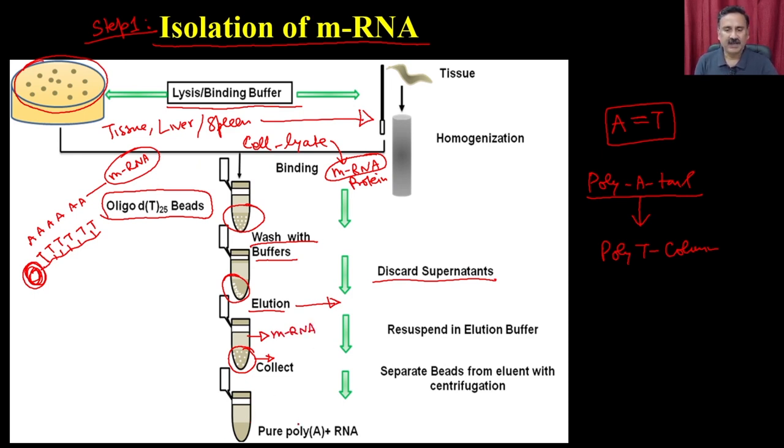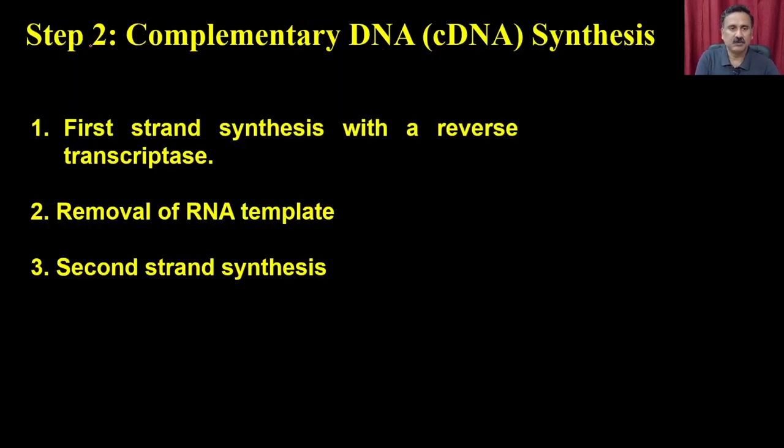it into a new tube, and that is going to give you all the messenger RNA which have the poly A tail. Most of the messenger RNA are going to have the poly A tail. So now you have isolated the total messenger RNA from the cell, and you are going to use that for synthesis of the cDNA library, which means you are going to synthesize the complementary DNA. So in step 2, you are going to do the complementary DNA synthesis.